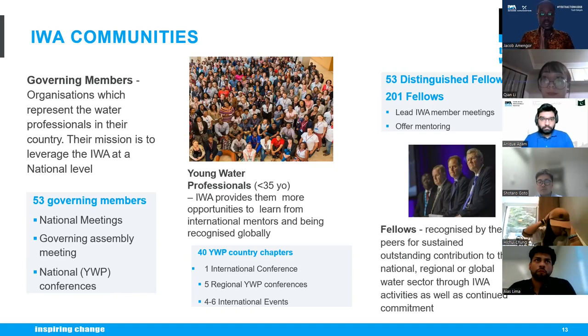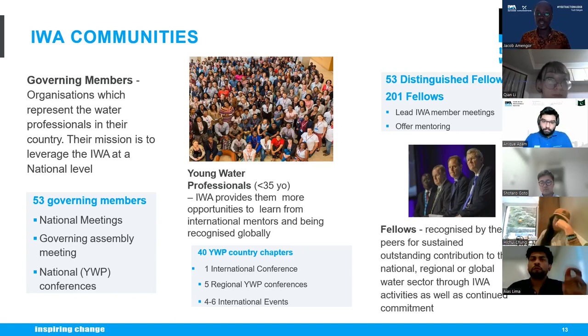Then we have the Young Water Professionals Community. That is for young water professionals that are below the age of 35. And there are five regional YWP conferences that are organized. There are 4 to 6 international events. We have the Distinguished Fellows and the Fellows Community. There are about 53 Distinguished Fellows in IWA, and there are about 201 fellows. So they lead IWA member meetings and offer mentorship to the young water professionals.